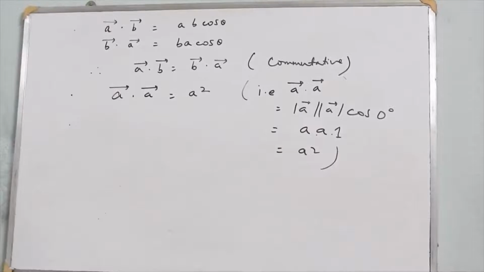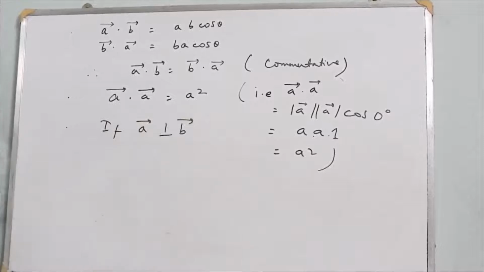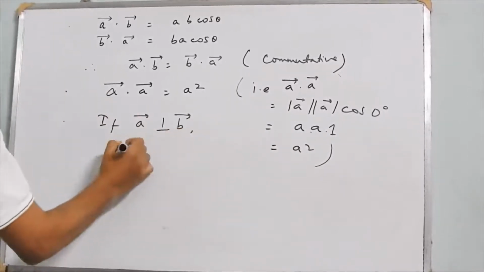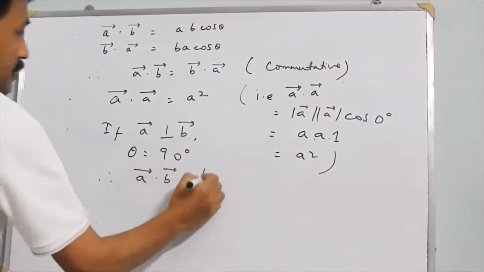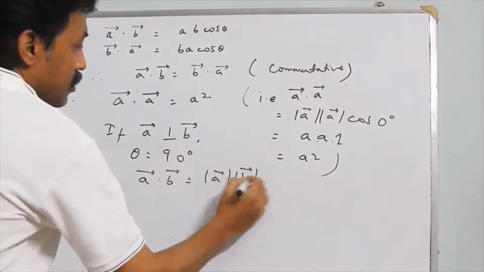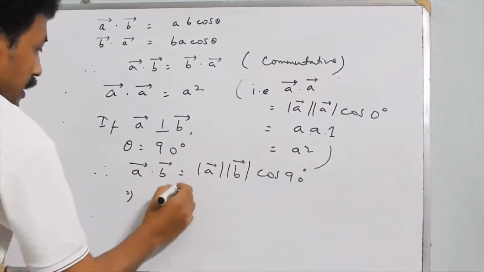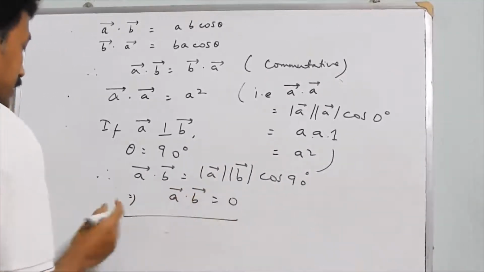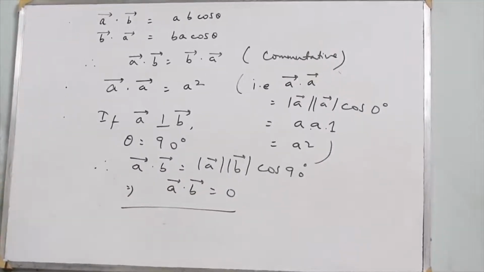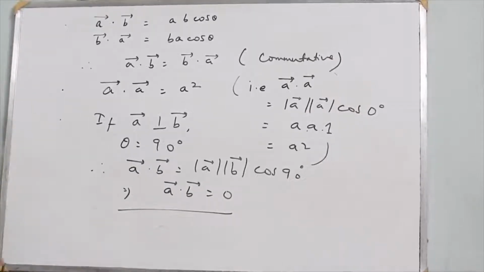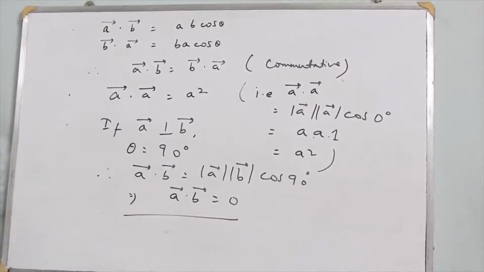Now suppose there are two vectors, a vector and b vector, and they are mutually perpendicular to each other. If a vector is perpendicular to b vector, obviously the angle theta between them is 90 degree, and therefore you can write a vector dot b vector is modulus a modulus b into the cosine of the angle 90 degree between them. Because cos 90 is 0, so a vector dot b vector will be 0. So you can say that this is the condition of perpendicularity of two vectors or orthogonality of two vectors. So two vectors are perpendicular if their dot product is 0, or two vectors are orthogonal if their dot product is 0.